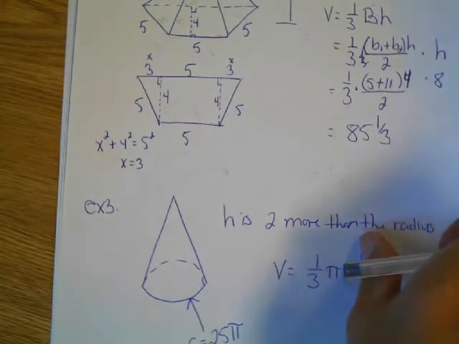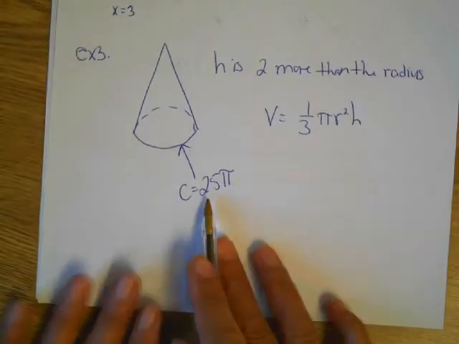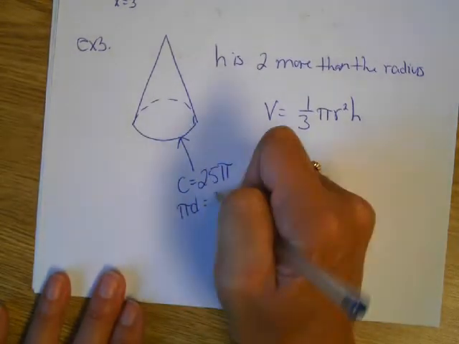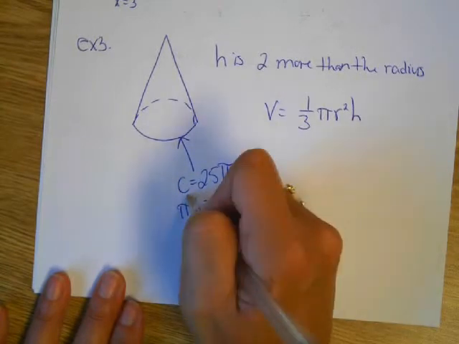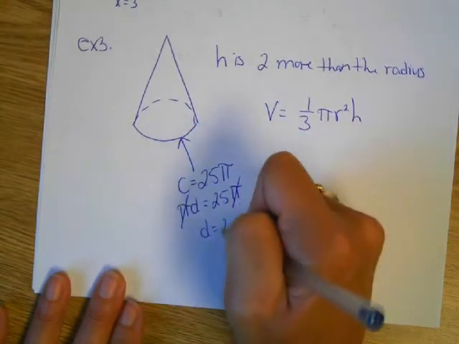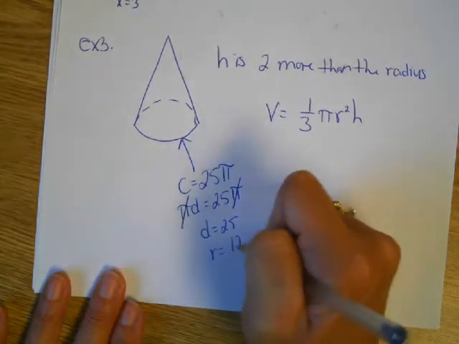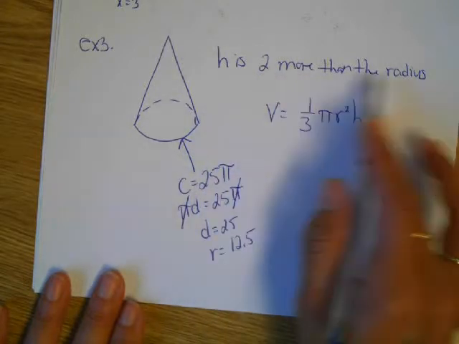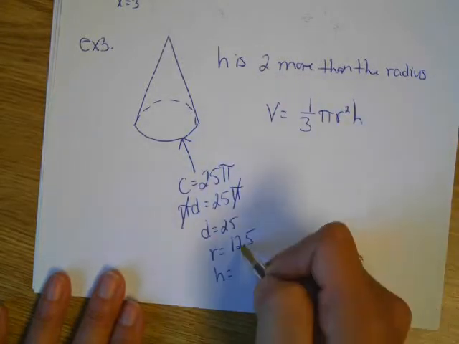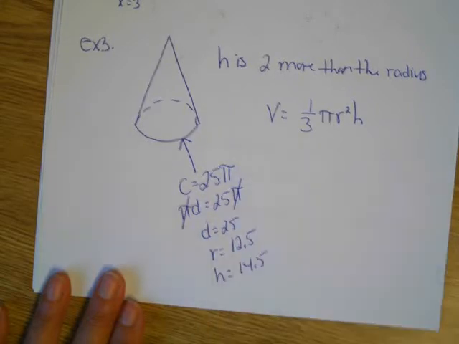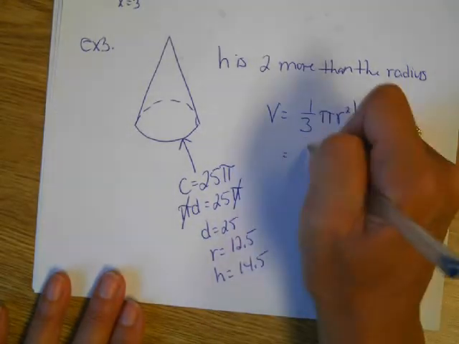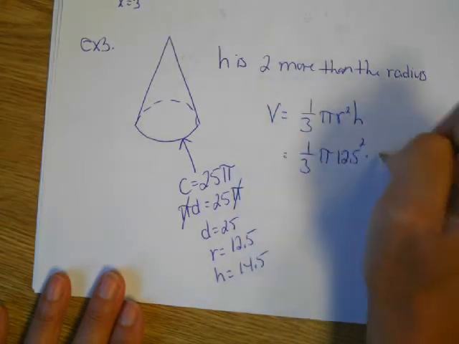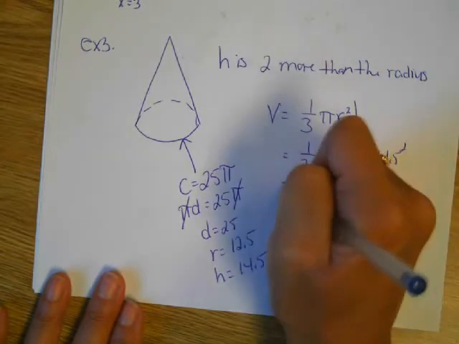So we are obviously going to be finding that radius by working backwards from circumference. Remember, to get circumference, it's pi times diameter. Well, if we divide by pi, the diameter is 25, which makes the radius 12.5. That was easy. Now the height is 2 more than the radius. That means the height, we're just going to add 2 to that and get 14.5. Not too bad. 1/3 pi 12.5 squared times 14.5 squared.